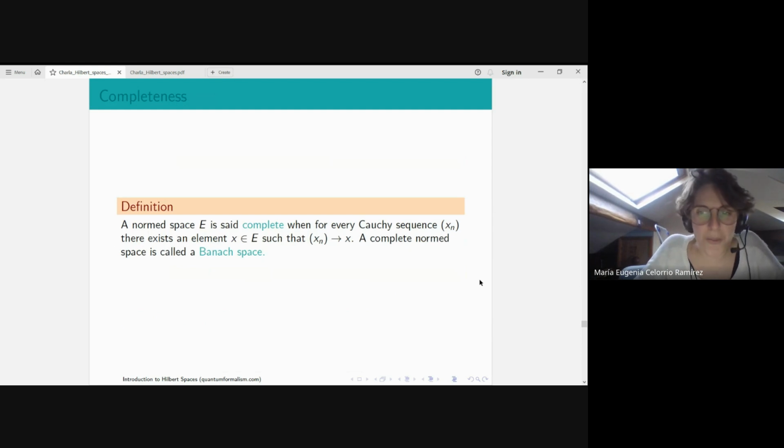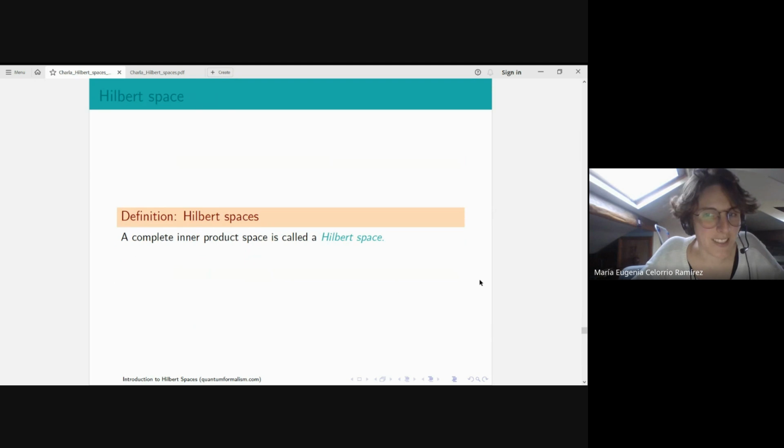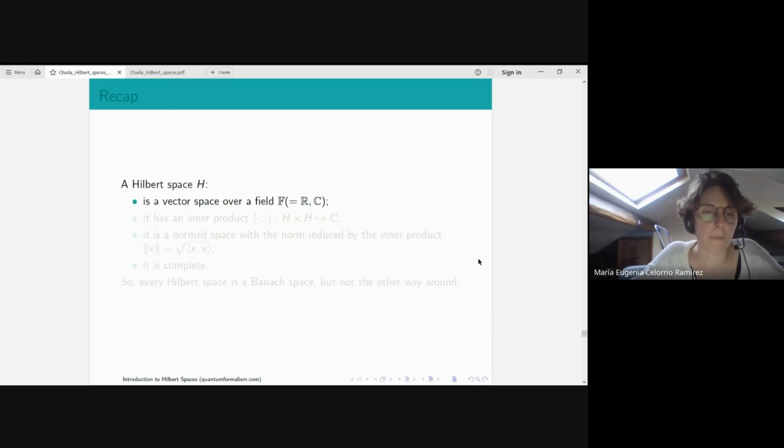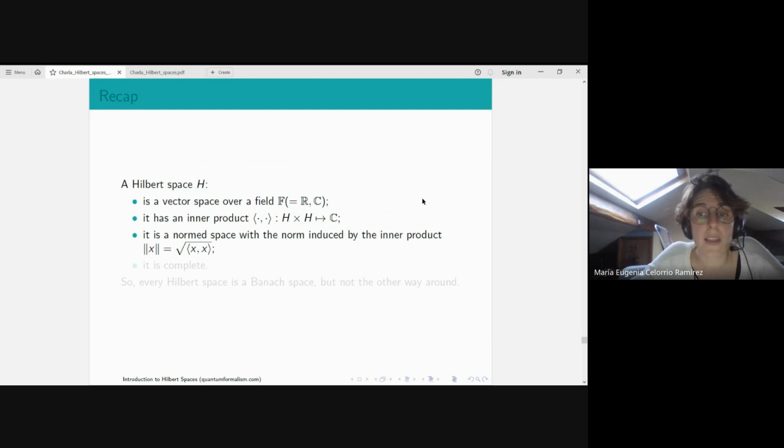Cool. And now, finally, we arrive at Hilbert spaces. So what is a Hilbert space? A Hilbert space is a complete inner product space. So let's do some recap. A Hilbert space H, from now on, whenever you see an H, you know that that's a Hilbert space, is a vector space over a field, normally either the real numbers or the complex numbers. We know that it has an inner product. It is a normed space with the norm induced by the inner product, so the norm defined in this way. And it is complete.